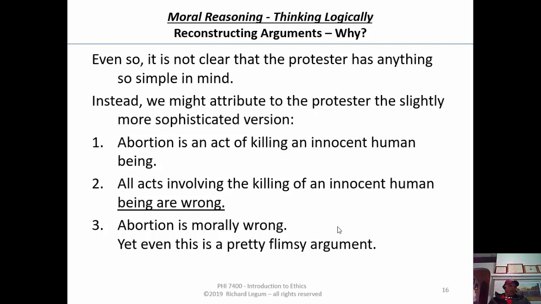Is it an argument? Is the argument good? Well, you can see my comment is it's still pretty flimsy. Why do you think this argument's pretty flimsy? Stop it and think about it. Well, let's look at number one, or the new number one now. Abortion is the act of killing an innocent human being. Is that correct? Is abortion the killing of a human being at all? And I think it doesn't matter which side you're on on this issue. A fetus is not a human being.